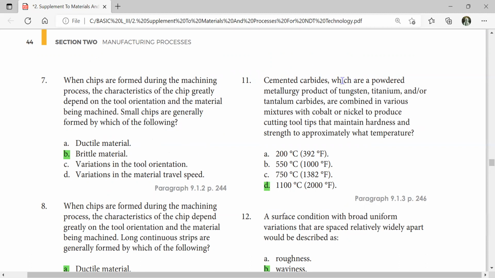Cemented carbides, which are powder metallurgy products of tungsten and titanium carbide, are combined in various mixtures with cobalt and nickel to produce cutting tool tips that maintain hardness and strength at approximately what temperature? 1100 degrees centigrade.